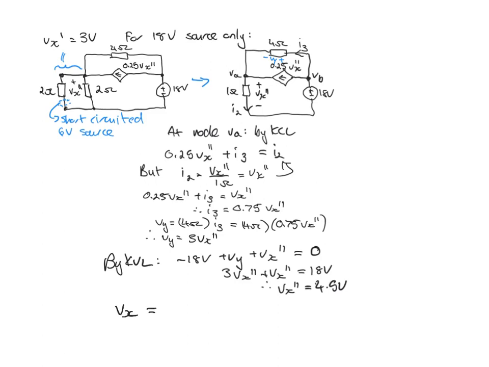And so finally, to find Vx, we've got to add all the parts that we found through superposition. So Vx is equal to Vx dashed plus Vx double dashed. And remember, we said that Vx dashed was equal to 3 volts, and Vx double dashed is equal to 4.5 volts. And so Vx is equal to 7.5 volts. And that's the end of this recording.